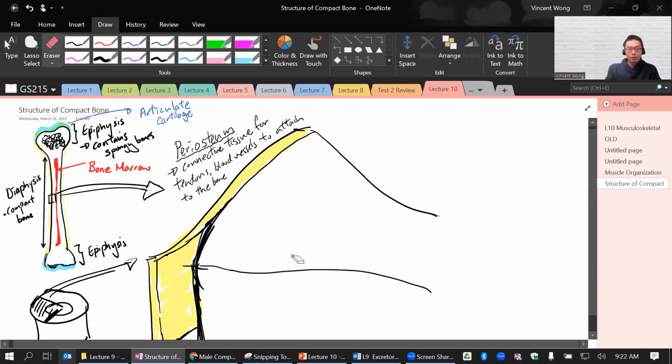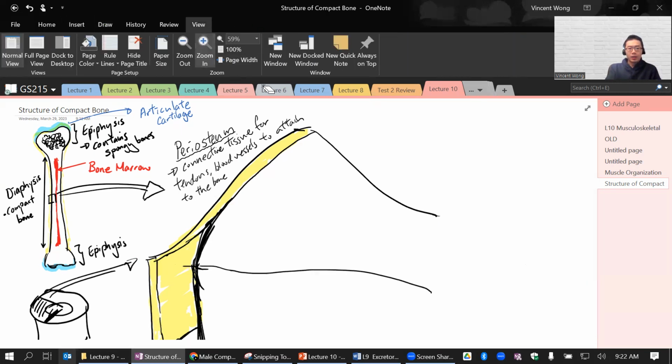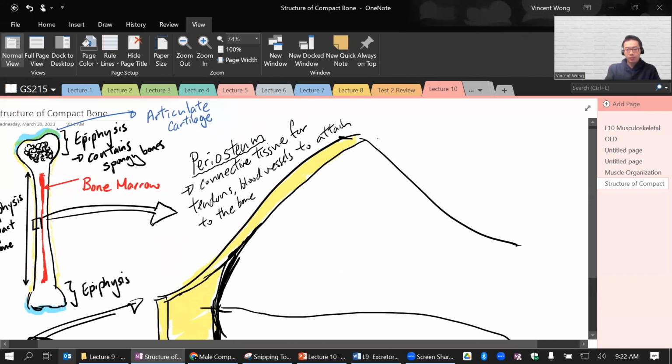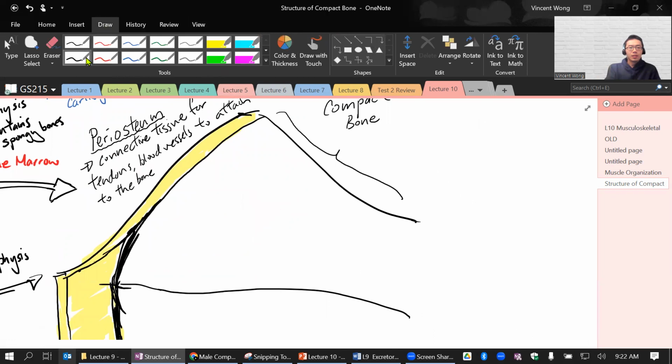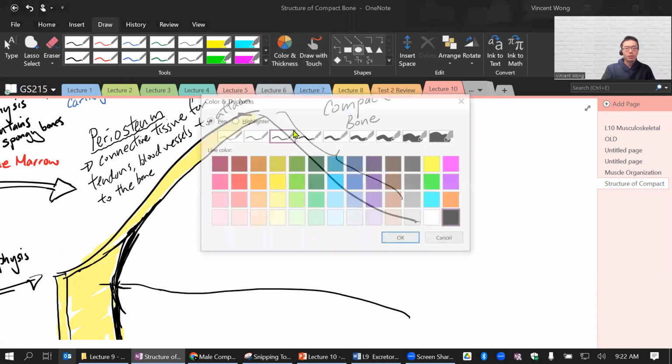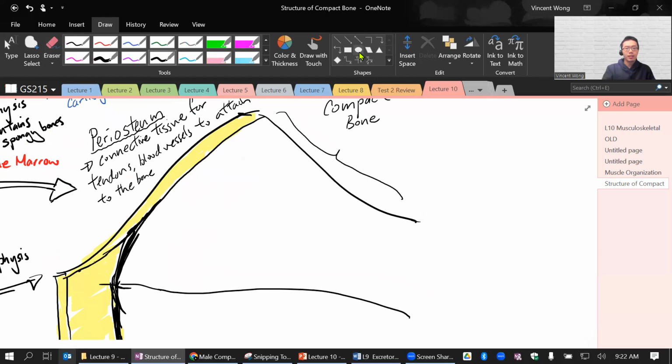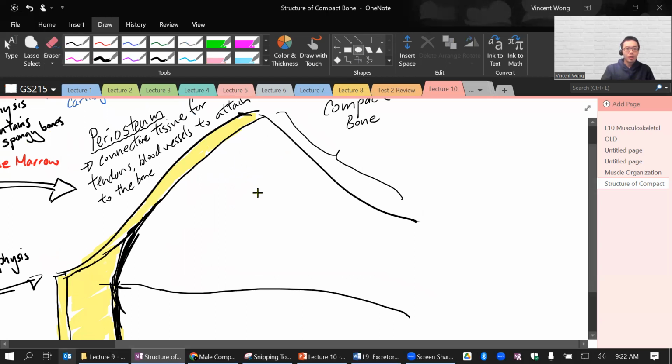So let's go back to our pie here. So again, we're taking a slice of the shaft here, of the diaphysis, and all this material here is made up of compact bone. So what is in the compact bone? Well, the compact bone is made up of a bunch of circles.